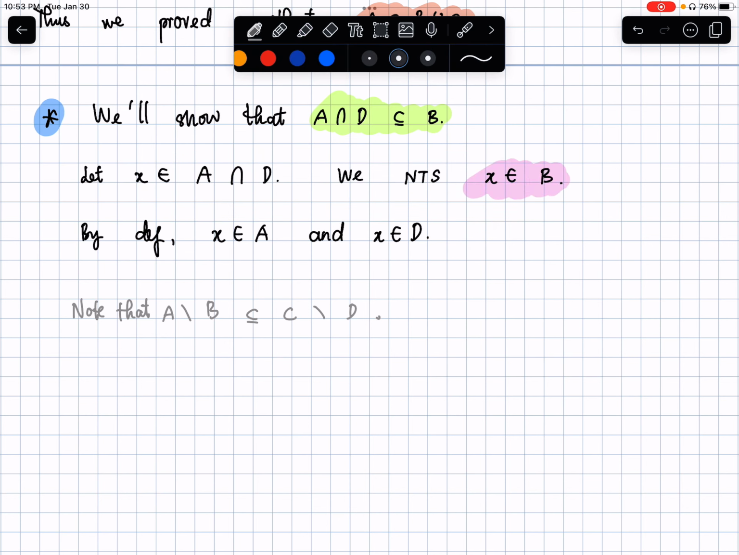Now, let's do it by contradiction. What if X is not an element of B?